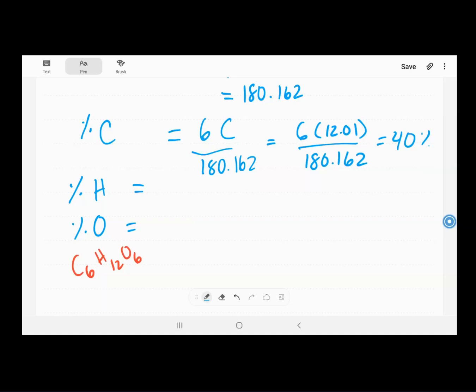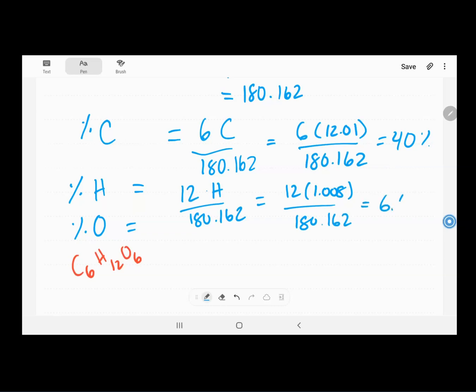Yes, Elsa. Okay, so we have 12 times H over 180.162, which is 12 times 1.008 over 180.162, which apparently was 6.6%.